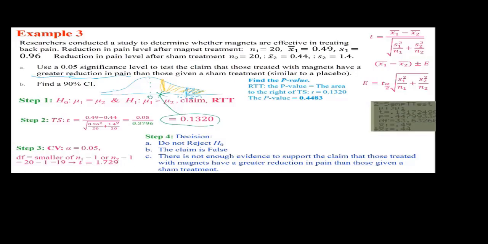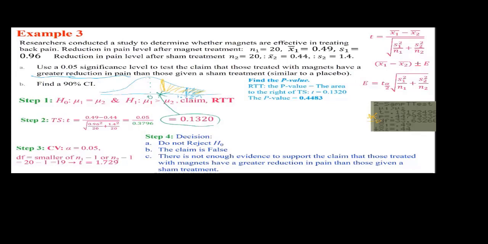This is the technology, and by the way, notice two things. This is the p-value, and degrees of freedom is not 19. Degrees of freedom is actually calculated, the formula that I mentioned. And so with that being the case, let's move on to the confidence interval.